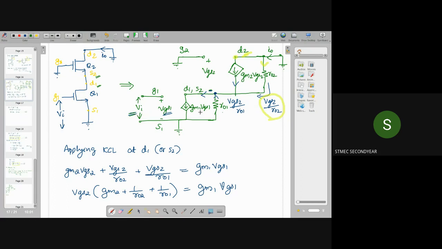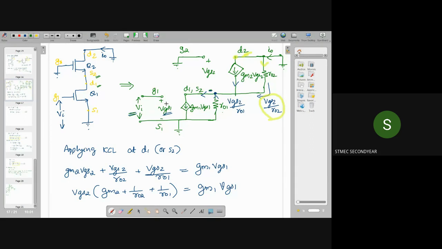The equivalent circuit is the same because it is the same configuration. The changes are that we are making Vi equal to 0 and we are connecting a test voltage at drain 2. Okay, that is the difference. So what is happening to this equivalent circuit? The equivalent circuit is the same, so we will not explain it again.